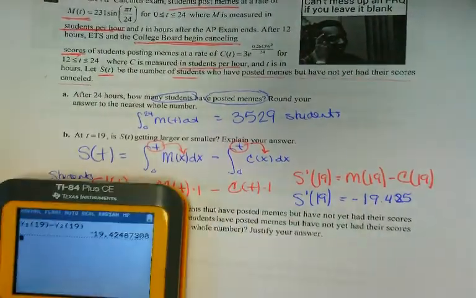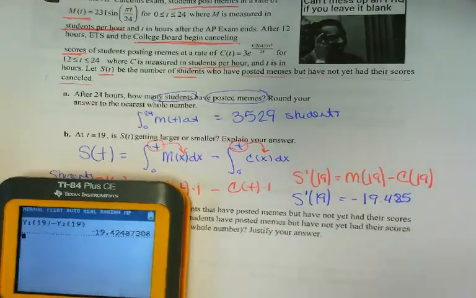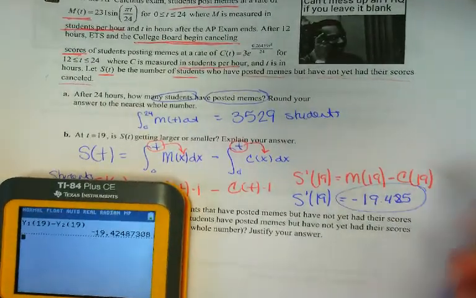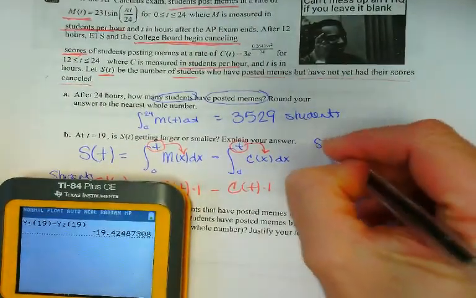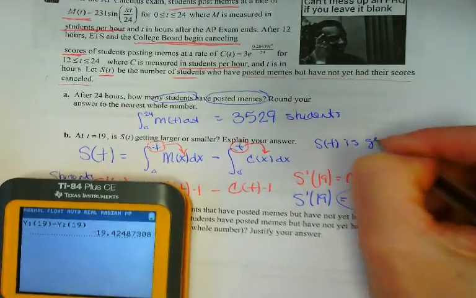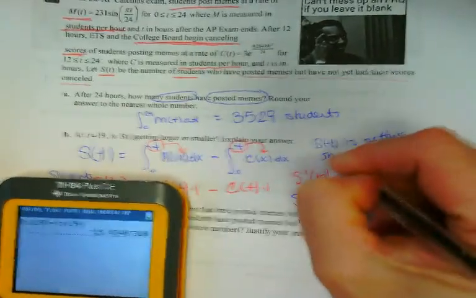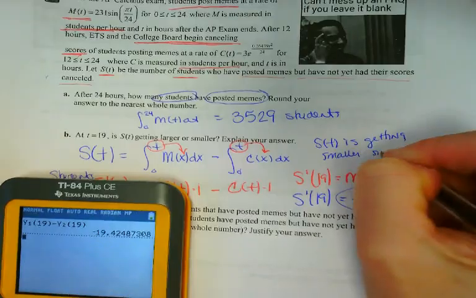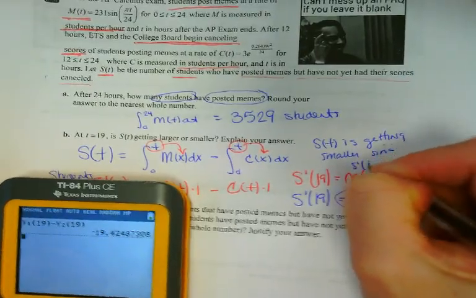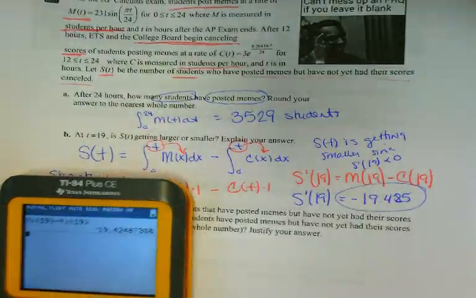Now it says make sure you explain your answer. I haven't actually said if it's getting larger or smaller. In this case, I would say s of t is getting smaller since s prime of 19 is less than 0.